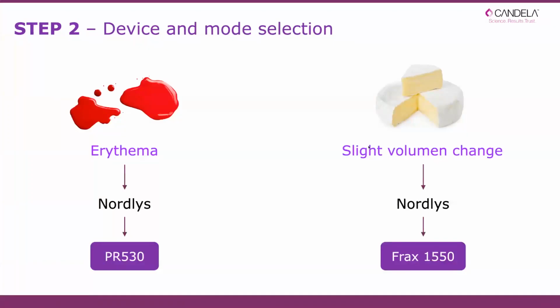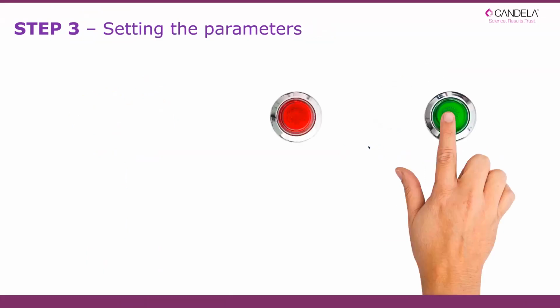So for erythema, I'm going to use the intense pulsed light, and because I want to address the red, and I want to be superficial in this case, I'm going to select the PR 530 handpiece, right? That's a special one made to treat red targets. And for slight volume changes, I'm going to use the Nordlys, but with a Frax handpiece. Okay, so I'm going to combine both handpieces in the same session, so I can address red, and after that I can address slight volume changes.